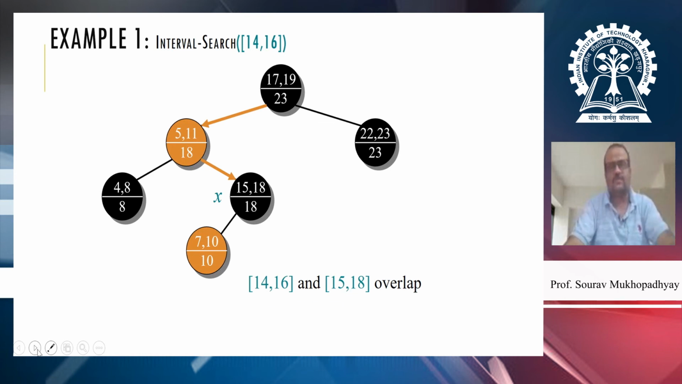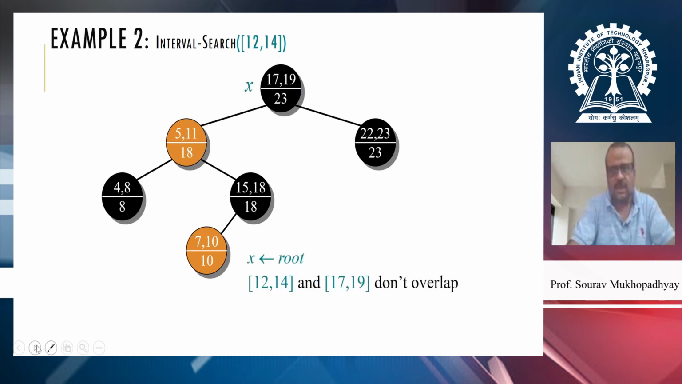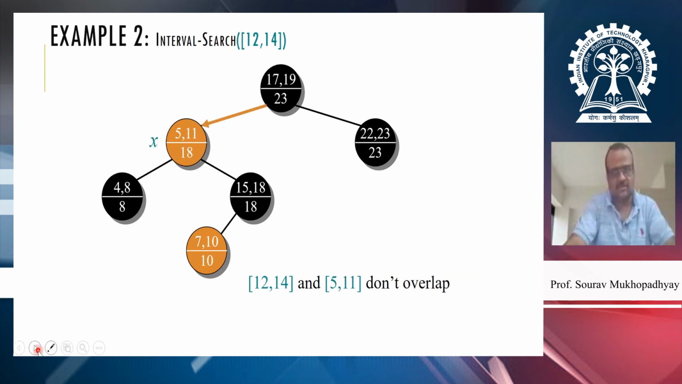Now for an unsuccessful search, suppose we are searching for an interval which is not there, say 12 and 14. So we do the same thing. We'll start from the root. It is not overlapping. Then we check the left part. So we have to go for the left subtree. Then again we check whether this is overlapping. No. Then again we check this.